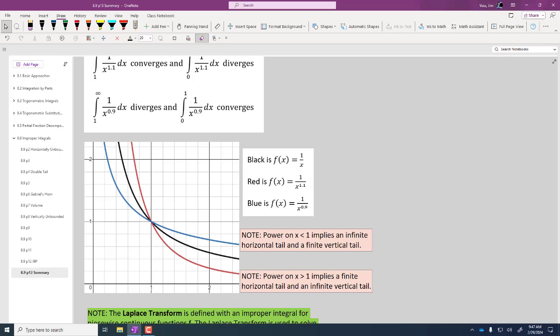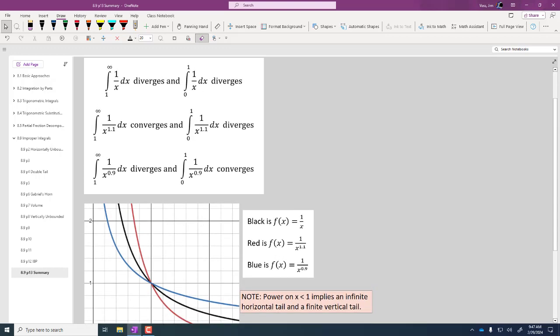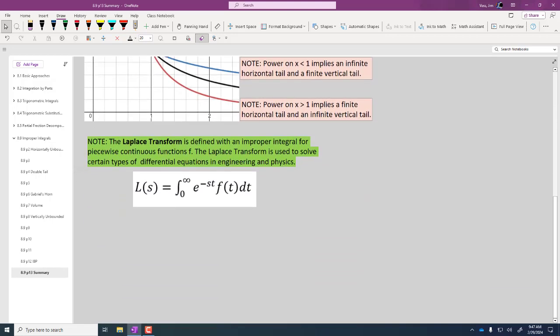And then vice versa, if we make the exponent on the x in the denominator a skosh under 1, then the curve does the opposite. It peels away from the x-axis, creating an infinite area for the horizontal tail, but it pulls in closer to the y-axis, so you end up with a finite vertical tail. So there's our threshold function: a little bigger, converge, diverge; a little smaller, diverge, converge. They're always doing opposite things. So that summarizes the idea there.